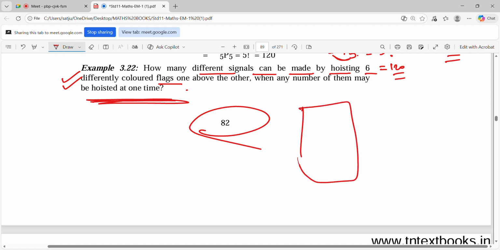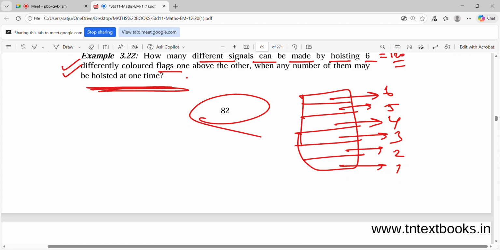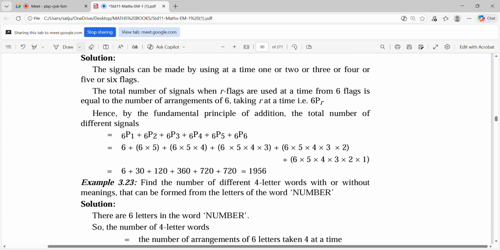So this is the concept. To fill this one, 6 ways, 5 ways, 4 ways, 3 ways, 2 ways, 1 way. Understood, right? Now try to understand. So what do you need to do here? This is a very important question. What do you need to do here?